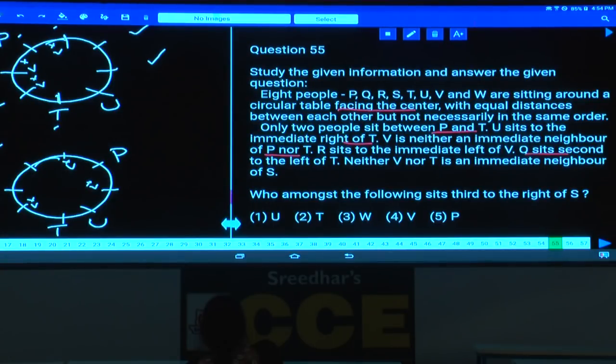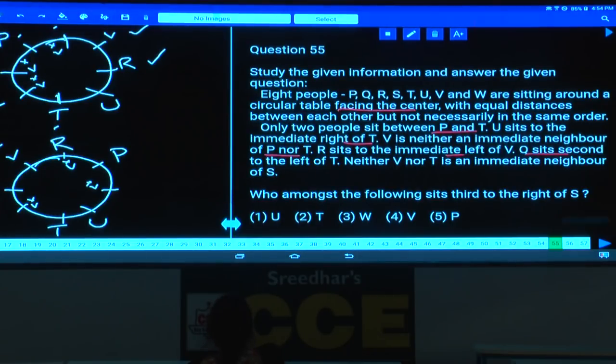Now V can be either at this place or at this place. If V is here, then R sits to the immediate left of V. As R is to the immediate left of V, U sits to the immediate right of T. Next one, Q sits second to the left of T. R is to the immediate left of V, R is at this place. Now in this case, as Q is here, V cannot be at this place, V must be here. If V is here, then R can be here, isn't it? Then what is the other possibility here?